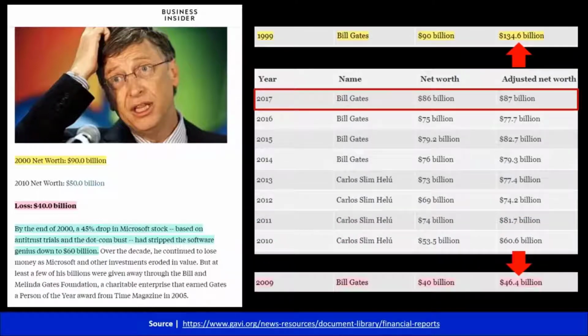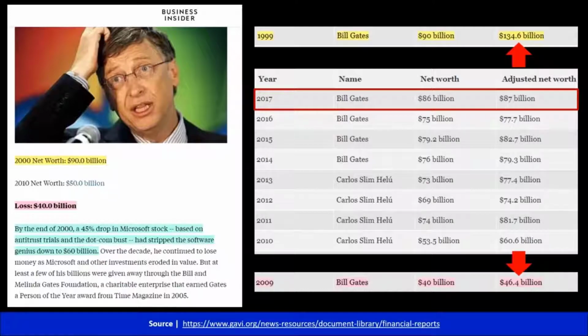So let's take a look. We see at its lowest, it was 2009, $40 billion and 46.4 billion adjusted net worth. In 1999, that was when it was at its highest. It was 90 billion and 134.6 billion for his adjusted net worth. In 2017, he's up to 87 billion. Okay, so something between 2009 and 2017 allowed Bill Gates to nearly double his money.